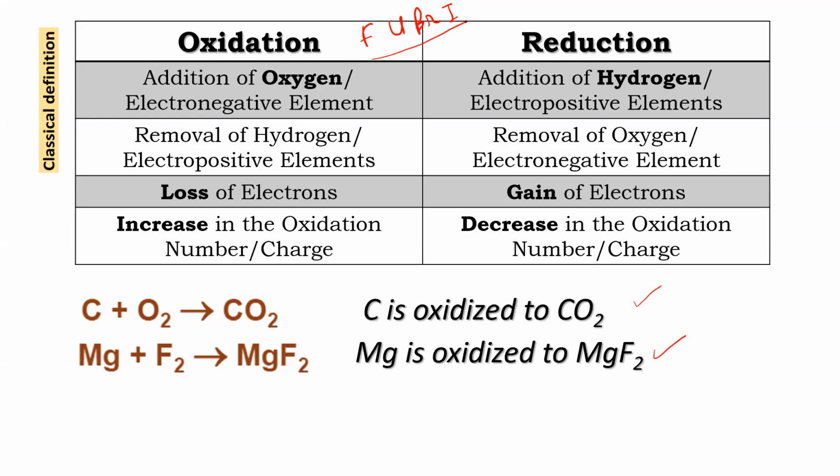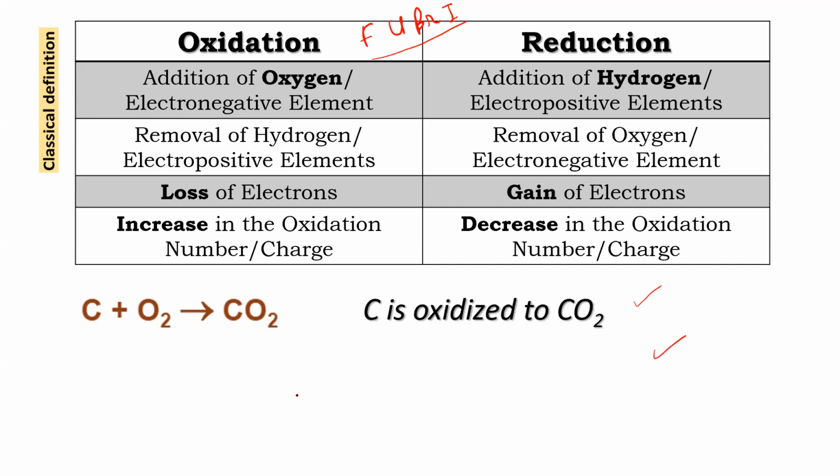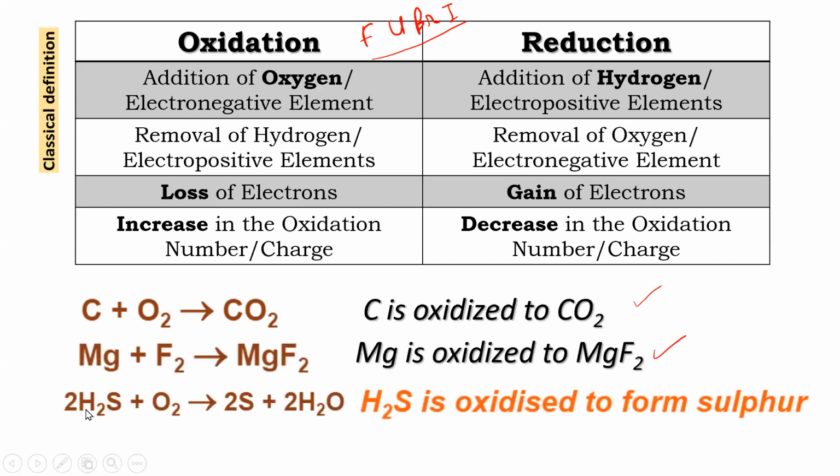Now there's another aspect to this. Oxidation can also be removal of hydrogen. For example, you look at this: here H2S has been oxidized to form sulfur. If you see sulfur, there is no hydrogen. So basically removal of hydrogen has taken place, so it comes under the category of oxidation reaction.